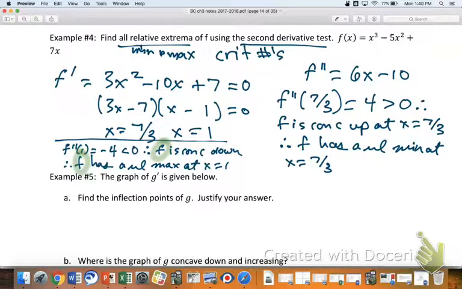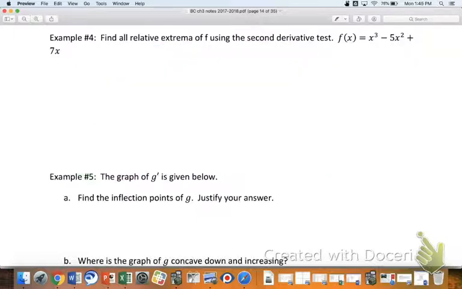Any other questions? Okay, awesome. So why don't you guys take a look at example number 5. The graph of g prime is given below. Check it out. Work on example number 5.